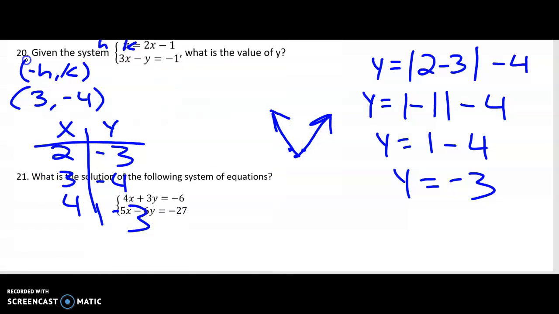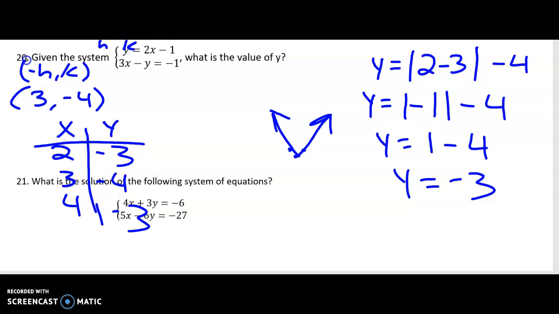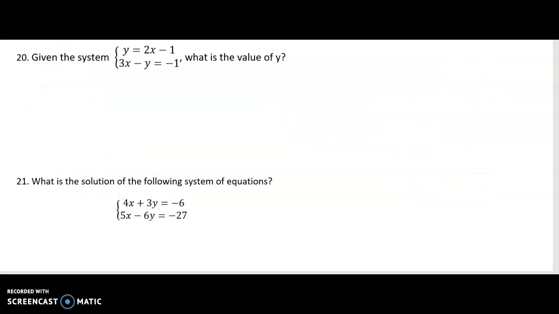Alrighty, next page here, number 20, kind of flying through this. Number 20. Given the system, what is the value of y? So this is where you can solve via elimination or substitution. In this case it's set up for substitution, so that's what I'm going to do. I see a y equals statement, so I'm going to substitute that value in for y.